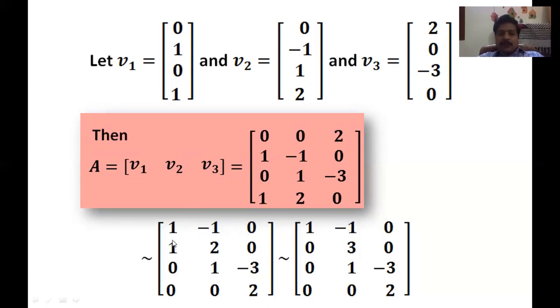So using this leading entry 1, I can make it 0. So R2 goes to R2 minus R1. So 1 minus 1 is 0, 2 minus of minus 1 is 3, and 0 minus 0 is 0. Remaining rows are kept as this. The remaining last two rows, R3 and R4, are kept as this.